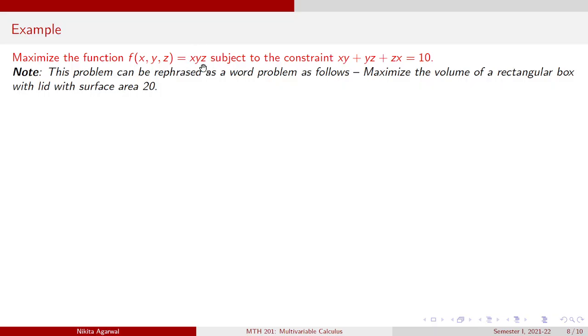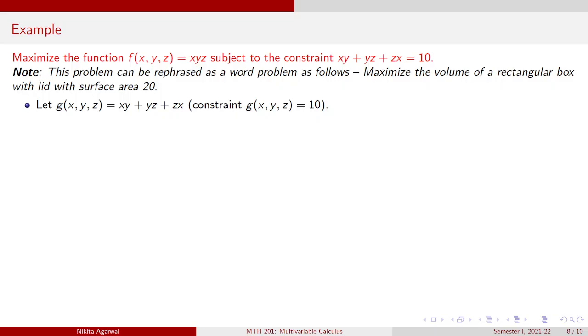And what is the surface area of this rectangular box if it has a lid? It's twice of xy plus twice of yz plus twice of zx. That will be equal to 20, right? So therefore, we are saying that we are fixing the surface area to be 20 and we want to maximize the volume of the rectangular box. So this problem could have been posed to you differently as well, as this word problem.